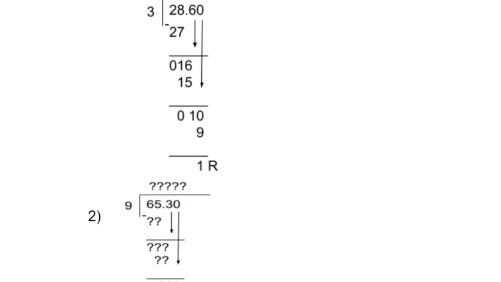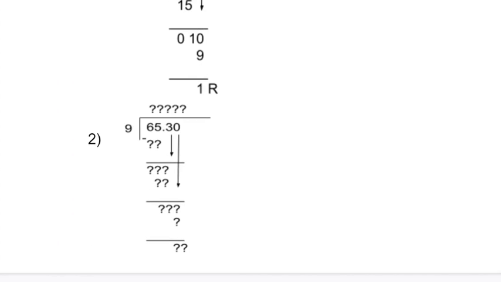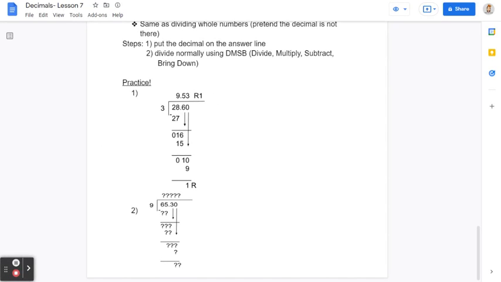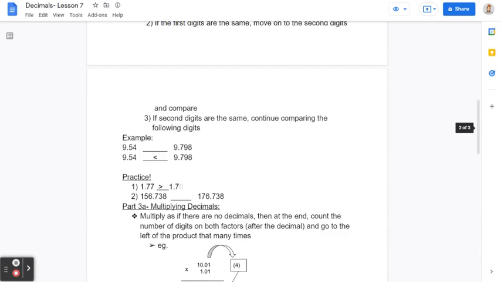And try the next one for yourself. I've already given you some hints. I've told you what the final answer will kind of look like, and in each step, how many digits there will be. Okay, so this was our lesson for decimals and lesson 7.